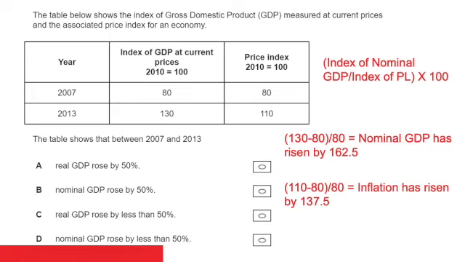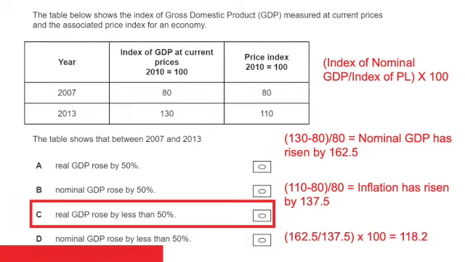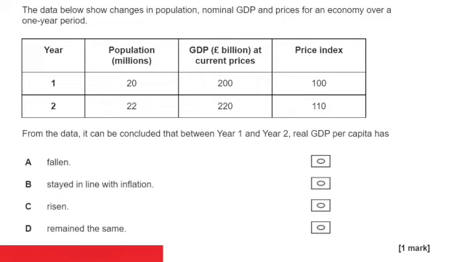And then we'd simply need to do the formula. So 162.5 divided by 137.5 times by 100 gets us 118.2. So again, it's risen by 18.2%. So therefore we know again the answer is C. It's less than 50%. Now the next one, this time we've got population.